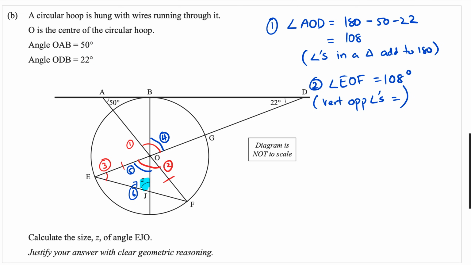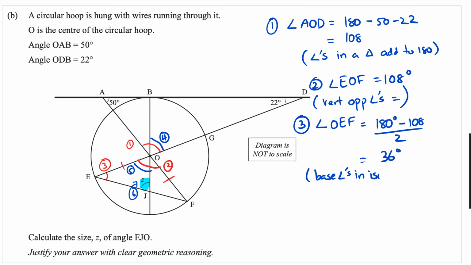Which takes me to step 3. That's angle OEF. Now OEF is equal to 180 degrees take away 108, divided by 2. So that's 72 divided by 2, which is 36 degrees. And that's because base angles in an isosceles triangle are equal.